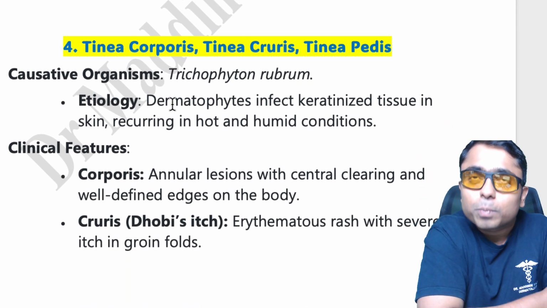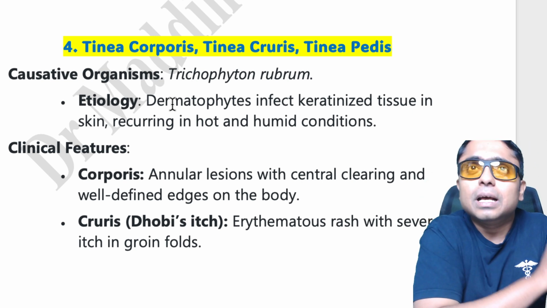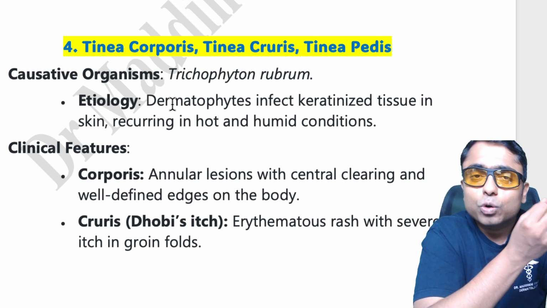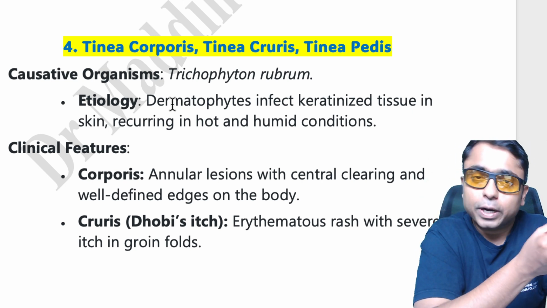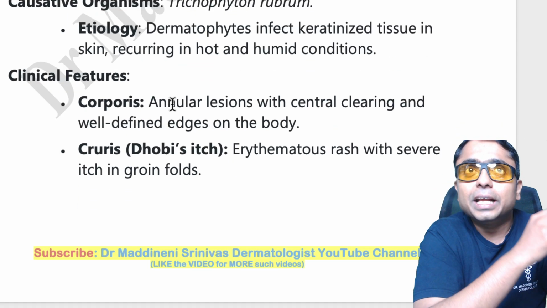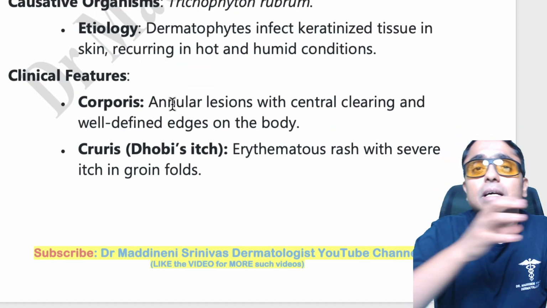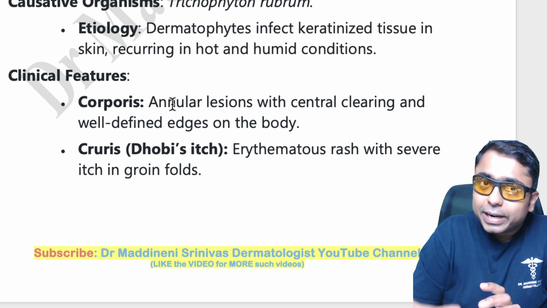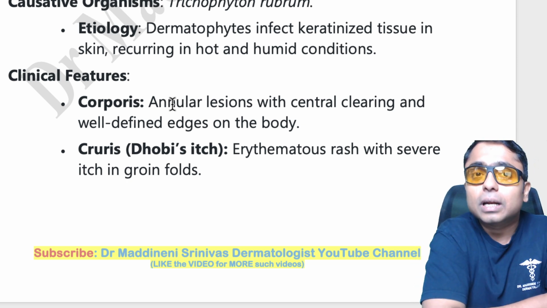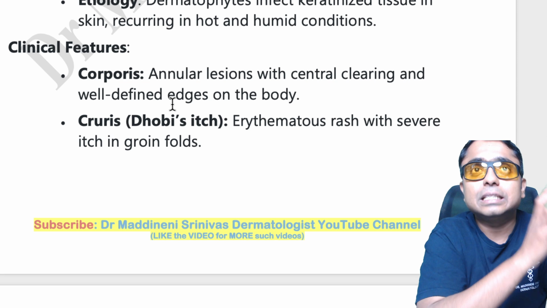Next is Tinea corporis, cruris and pedis. Remember the causative organisms could be Trichophyton rubrum, Trichophyton verrucosum. And clinical features, corporis, I hope all of you know, there is going to be annular lesion with peripheral activity and central clearing, very important characteristic description.